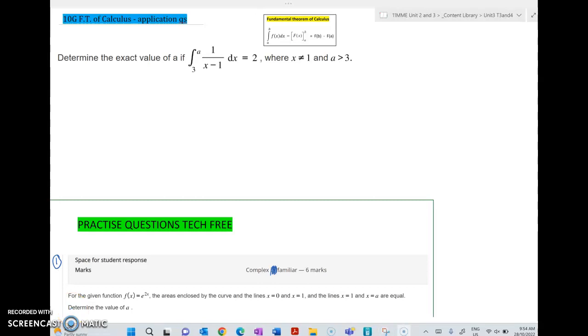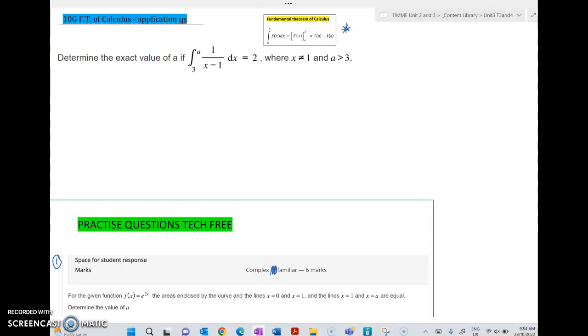Today we're looking at an application of the fundamental theorem of calculus. So here it is over here. Remember, we use it to find the area under a curve. So you've seen this before. It's just now they go and play around with the variables here. So let's have a look at a question.